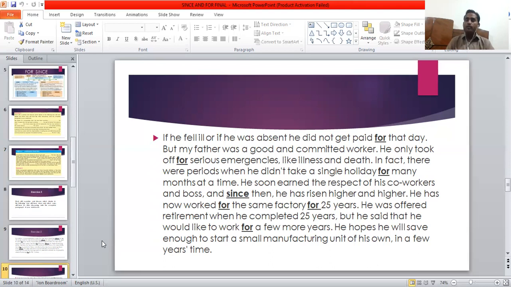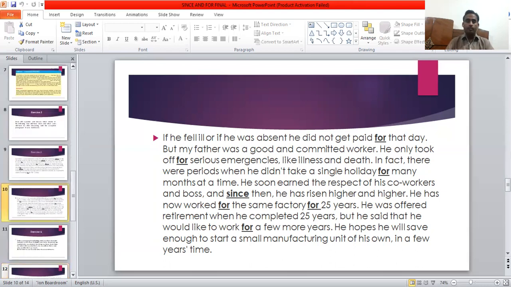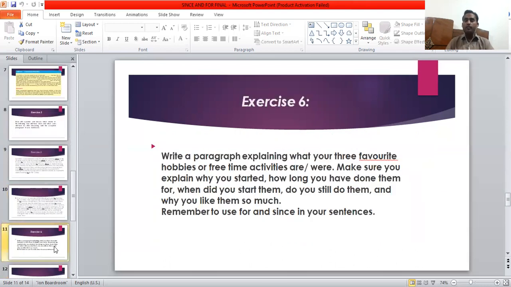He was offered retirement when he completed 25 years, but he said that he would like to work for a few more years. He hopes he will save enough to start a small manufacturing unit of his own in a few years' time. And the last exercise is exercise number 6, which we just discussed: you write 3 favorite hobbies or activities that you do, and explain why you started and how long you have been doing them. So you will use since and for.